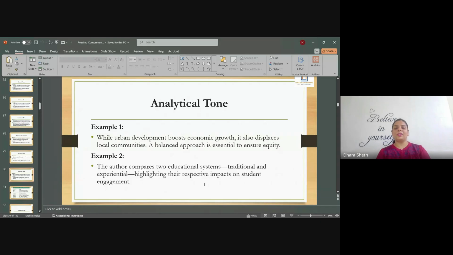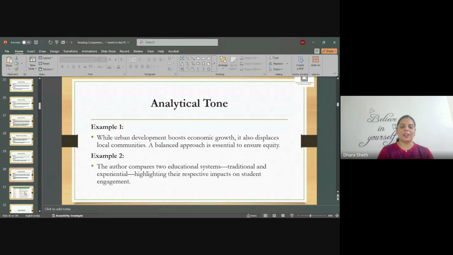The author compares two educational systems, traditional and experiential, highlighting their respective impacts on student engagement. So now this looks like an analysis of probably a research paper: the author compares two educational systems, traditional and experiential. Someone who has read an article is now giving an analysis of it. So this is how the analytical tone reads. When you read it, this is how you feel.